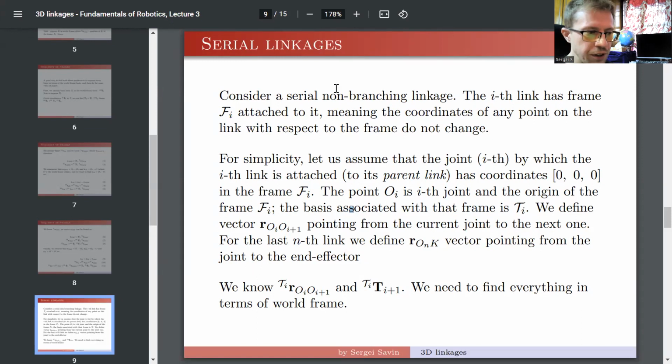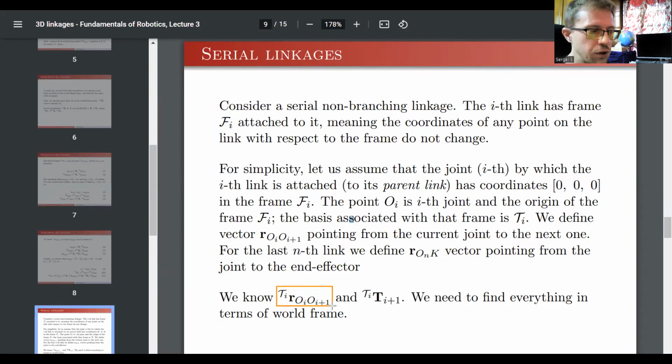So what we know is what we call the relative position of the joints in local coordinates. And we know the relative orientation of the frames in local coordinates, right? I guess I didn't need to say local coordinates in this case. Basically, we know the orientation of the next frame in terms of the previous frame. That is correct.